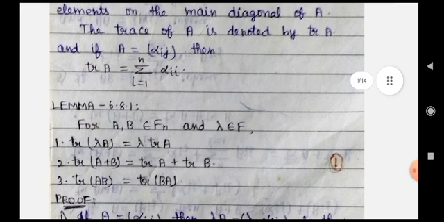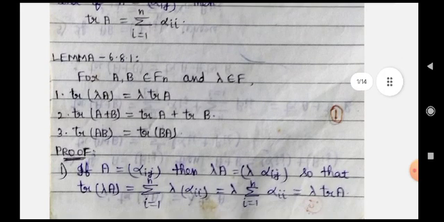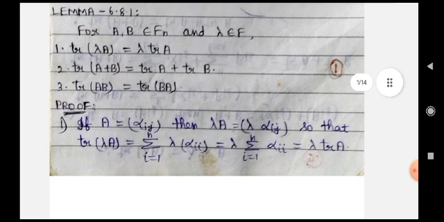Using that, we see the definition, lemma 6.8.1. For A, B belongs to Fn and lambda belongs to F, we have three cases to prove. First one is trace of lambda A equals lambda into trace A. Trace of A plus B equals trace A plus trace B, and trace AB equals trace BA.